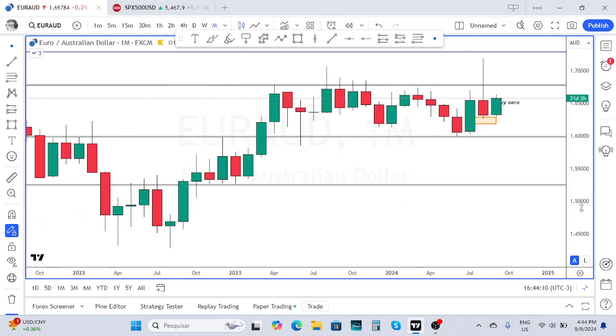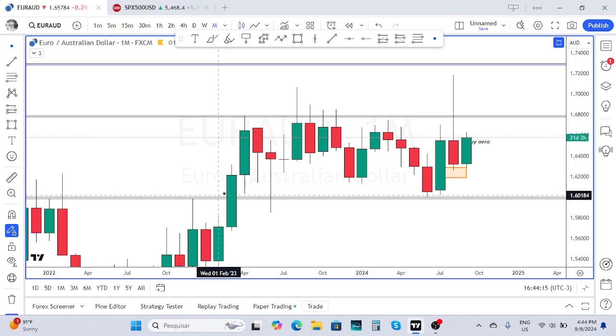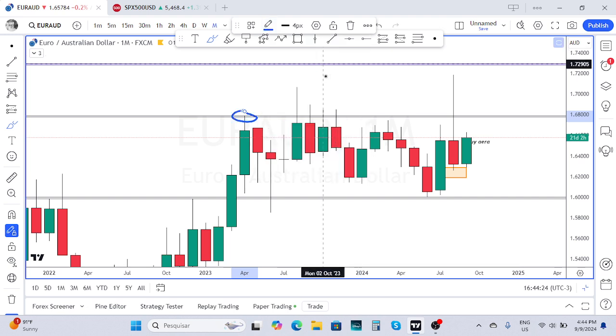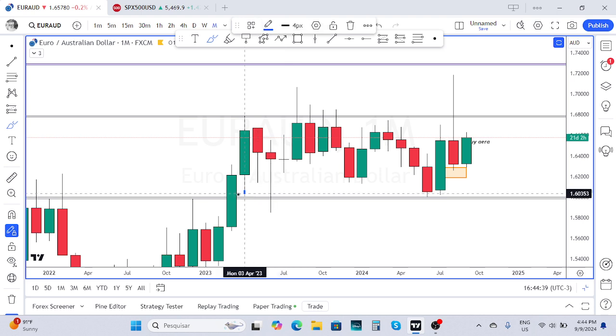Because what I'm looking at right now on the monthly time frame, I can see that the market has been rejecting. We have been seeing a lot of rejection right here. We get these two rejections here, and now we also have this massive rejection here too. Also we got a support area here, and now we got this support area too.